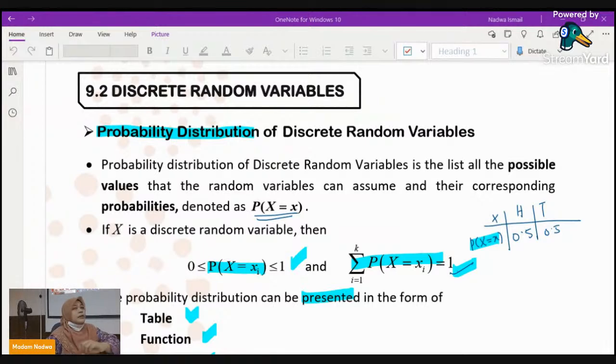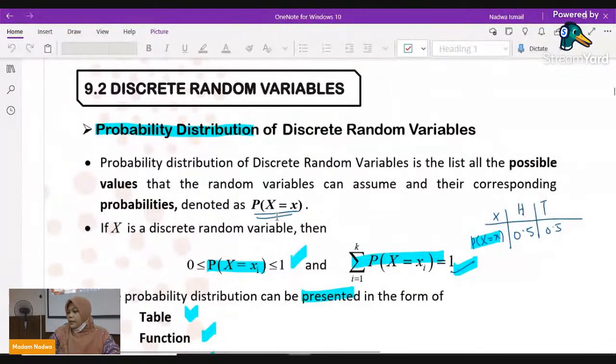So let's just recap what we actually have learned last week. So we learn about random variables. As you know, random variables ni adalah continuation kepada chapter 8 probability. Kalau chapter 8 tu kita just belajar macam mana nak cari probability, tapi chapter 9 ni kita belajar macam mana kita nak jadikan outcome kepada eksperimen tu dalam bentuk function. Kita ada dua jenis random variable sebab eksperimen kita pun melibatkan dua jenis data, sama ada discrete ataupun continuous.